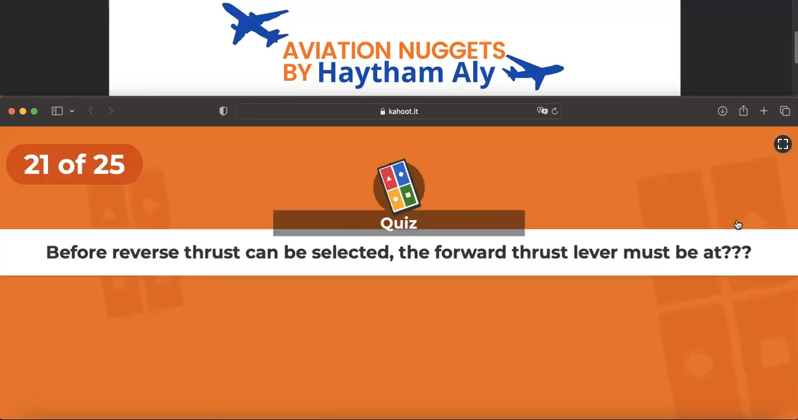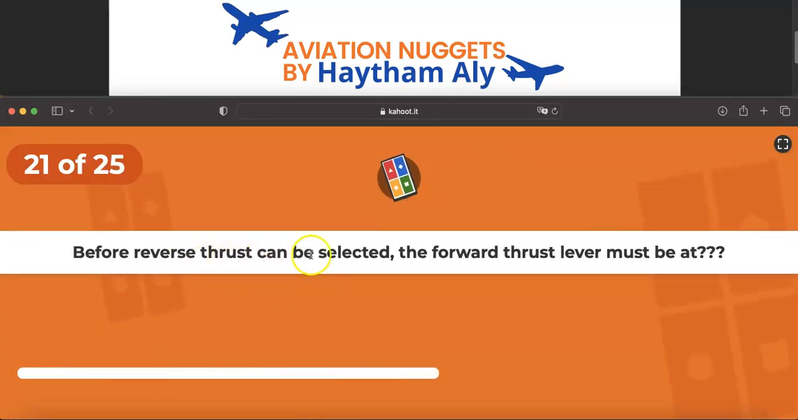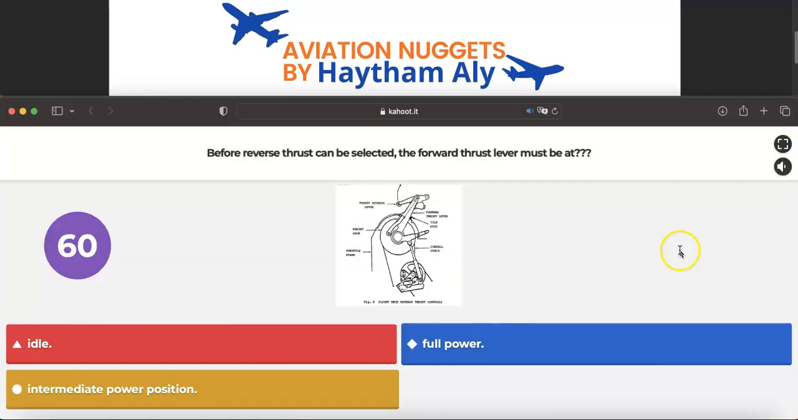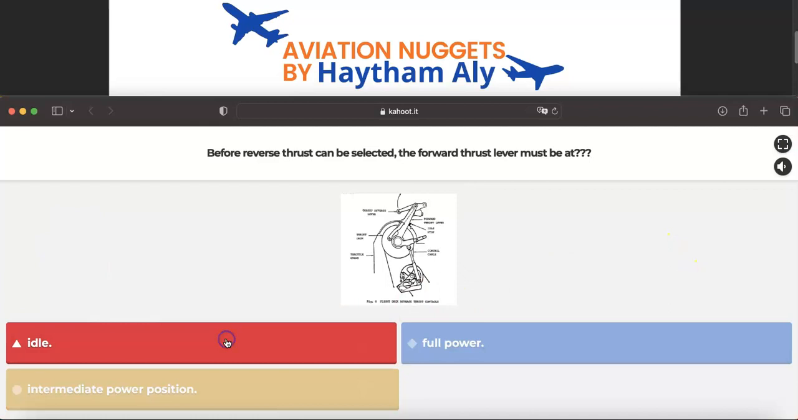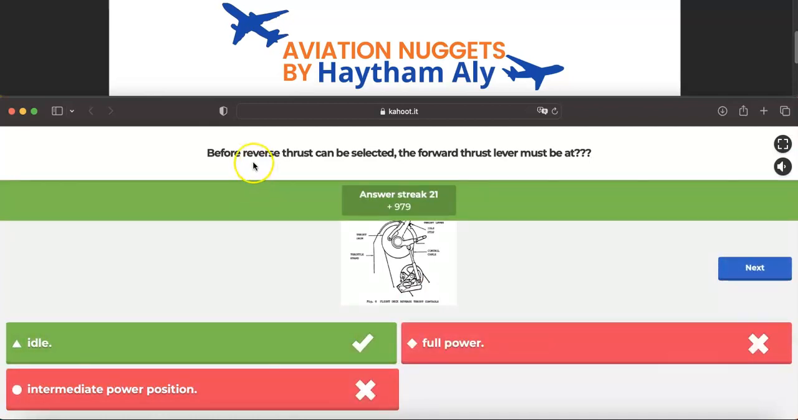Okay, everybody, let's proceed to the next one. Before reverse thrust can be selected, the forward thrust lever must be at idle. Yes. Before reverse thrust can be selected, the forward thrust lever must be at idle position. Only when the forward thrust lever is at idle can you take the throttle lever into the reverse thrust segment.